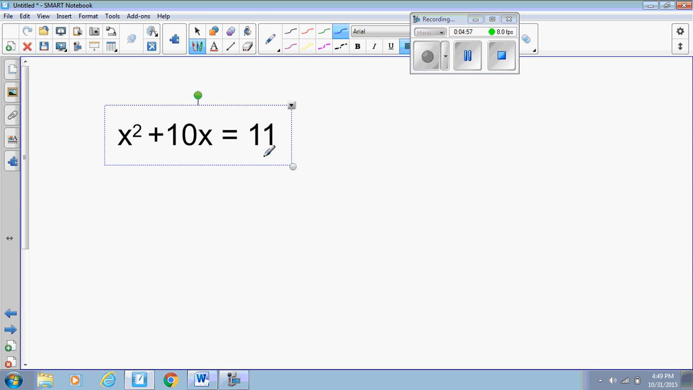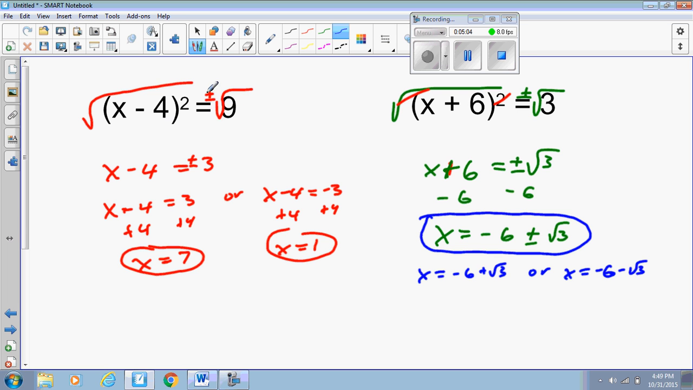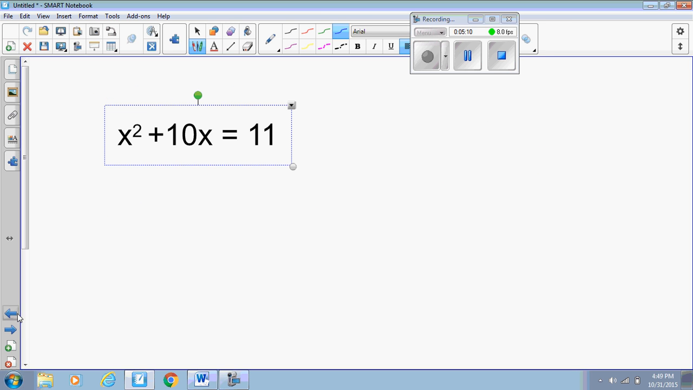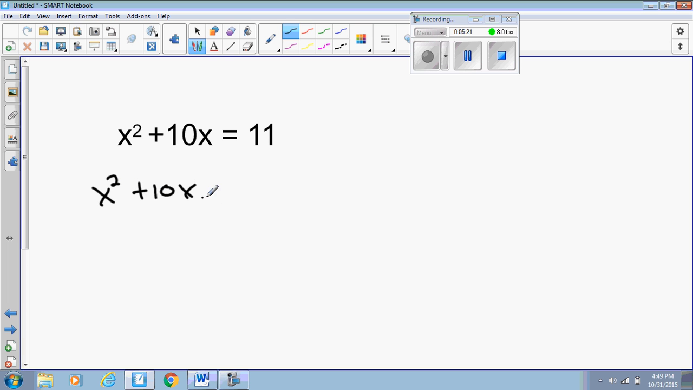And here's the problem with this one. It's not set up, but I know if I get it to look like this one here or this one here, where I have something squared equals a number, it's much easier. So how can I do that? My thinking process says, let's rewrite this: x squared plus 10x, and I'm going to leave myself a space here, and then equals 11. I haven't done anything different other than move the equal sign over a little bit.